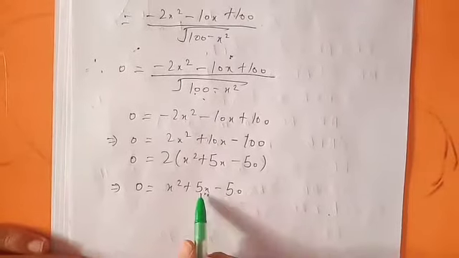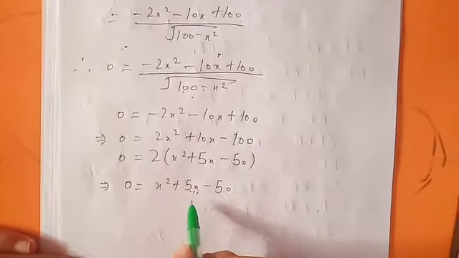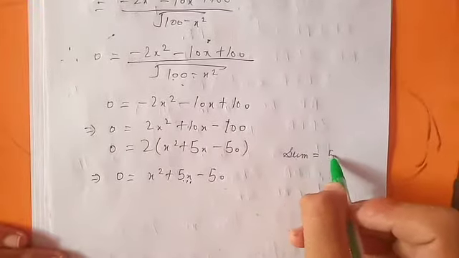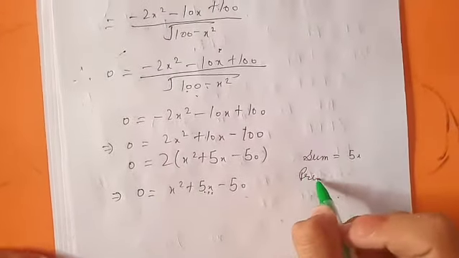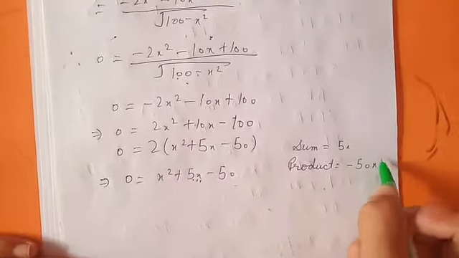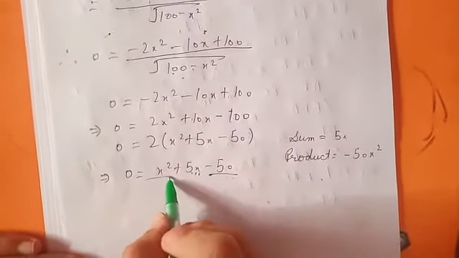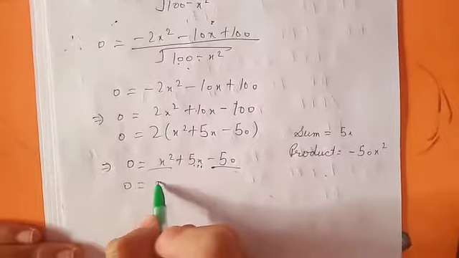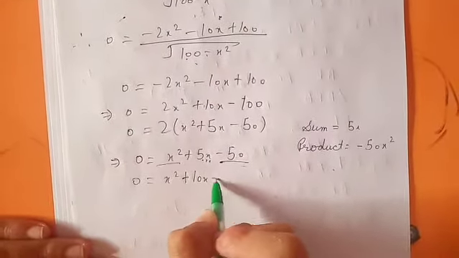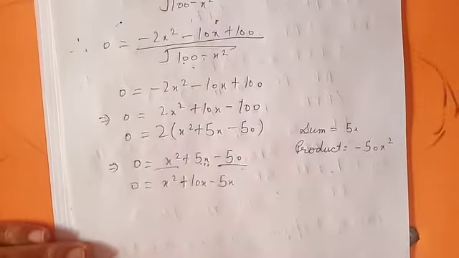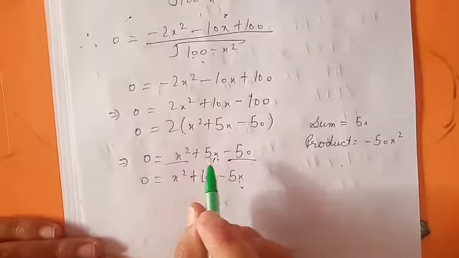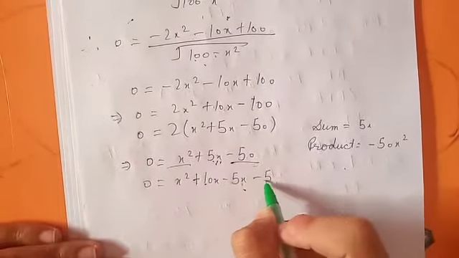We have to split the middle term such that the sum is equal to 5x and the product is equal to minus 50 x square. So we can write it as plus 10x minus 5x. Its sum is 5x and product will be minus 50x square.